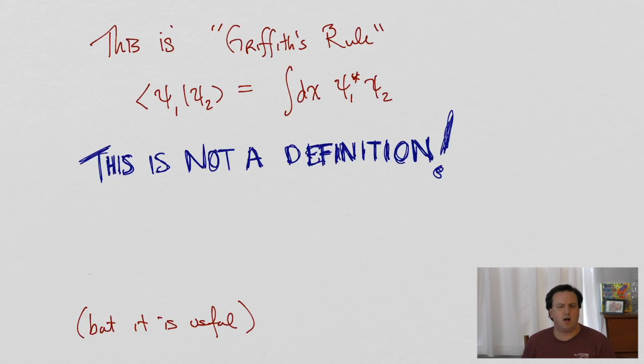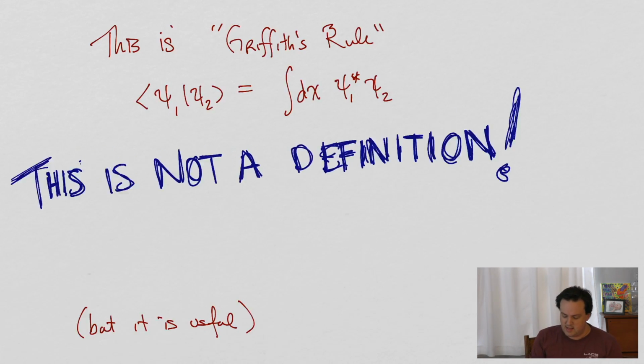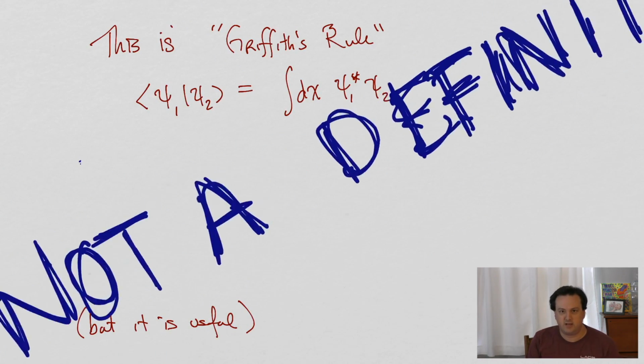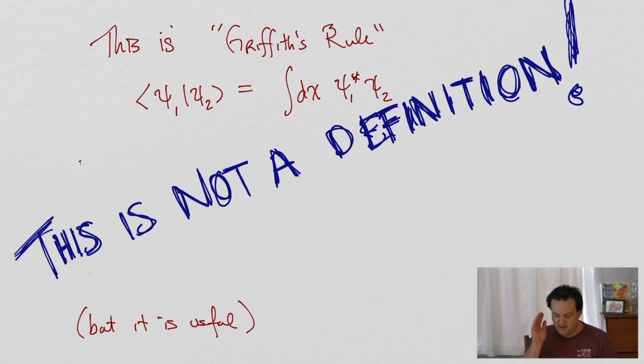It took us a long time to get here, right? It took a lot of concepts to get to this point. This is not a definition, okay? This is something that is a consequence of the eigenstates, the position operator, and something that you could in principle derive, although it's something that we are going to use when we do actual calculations.